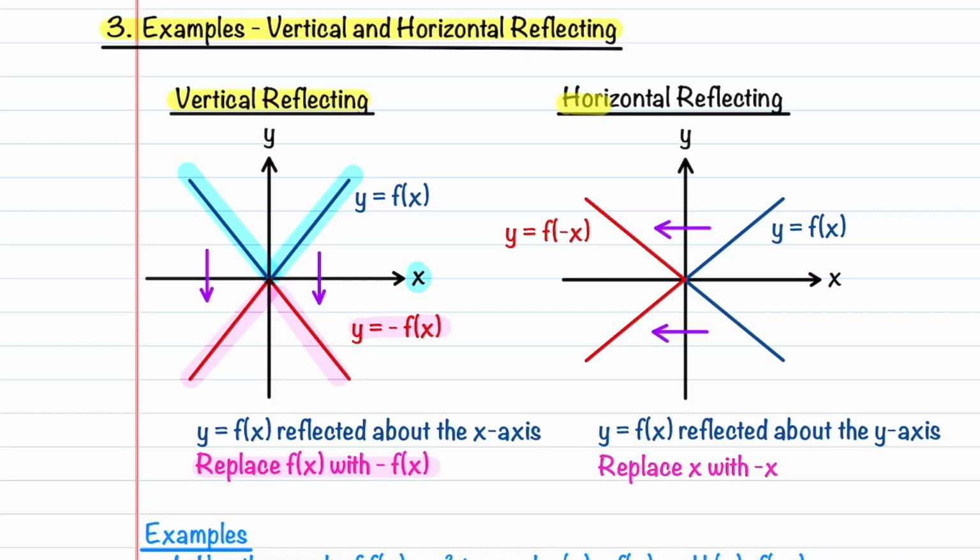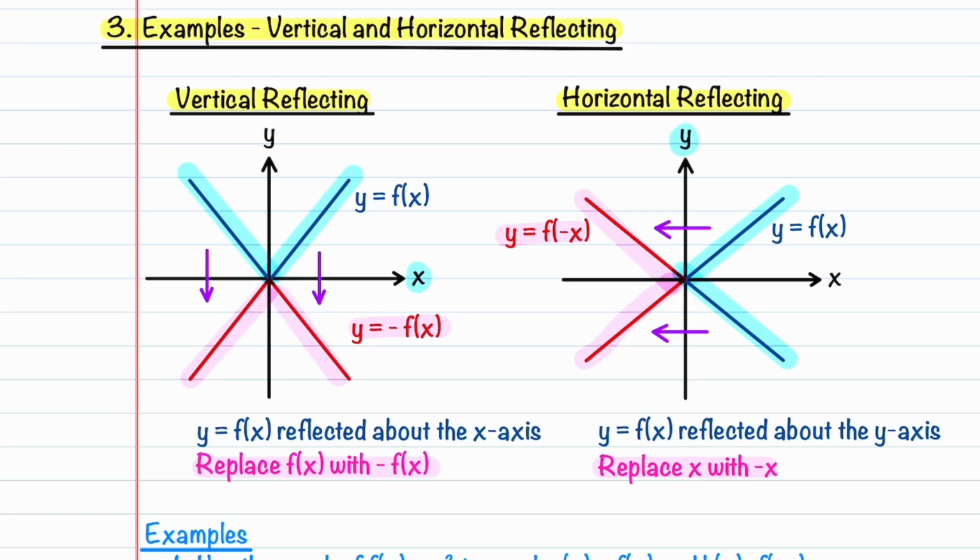Now let's look at horizontal reflecting. When we reflect a function horizontally, we're going to reflect it about the y-axis. When we do this, we're going to get the function y is equal to f of minus x. So what we're doing is replacing x with minus x.